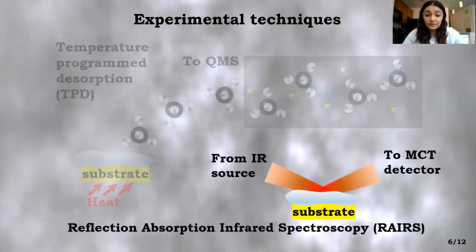This fragmentation pattern is then a fingerprint of the molecule formed. And then with RAIRS, I'm able to get the vibrational signature of the species that are formed in the ice. And this vibrational spectrum can then be recorded as a function of temperature, which can then be linked to the TPD data.